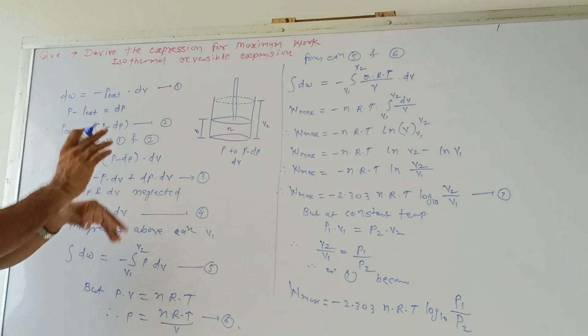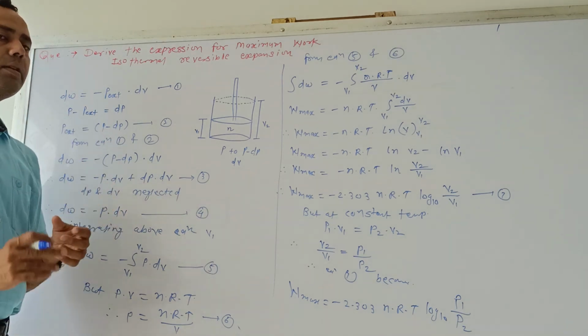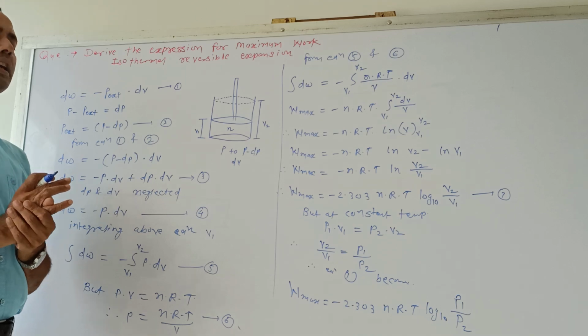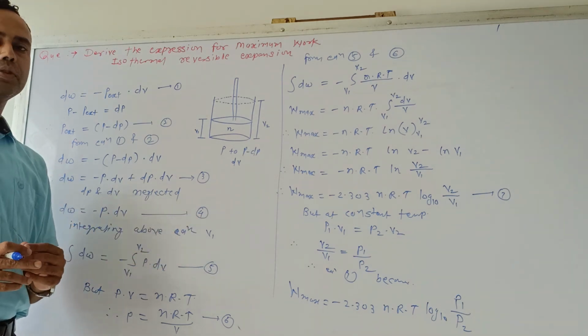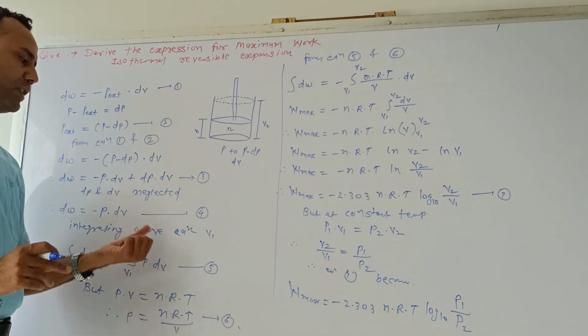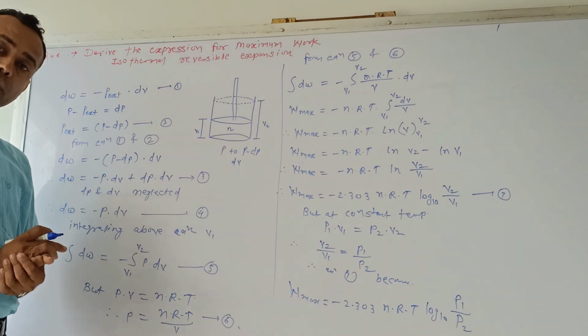Clear? After that, we have to get the maximum work. For getting the maximum work, we integrate equation 4 by placing the lower limit as V1 and the upper limit as V2.